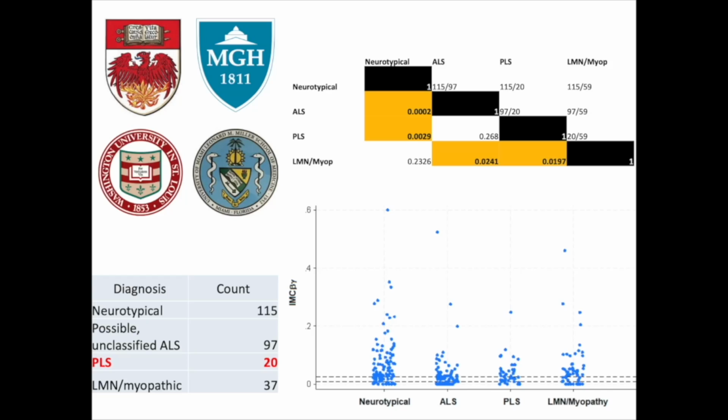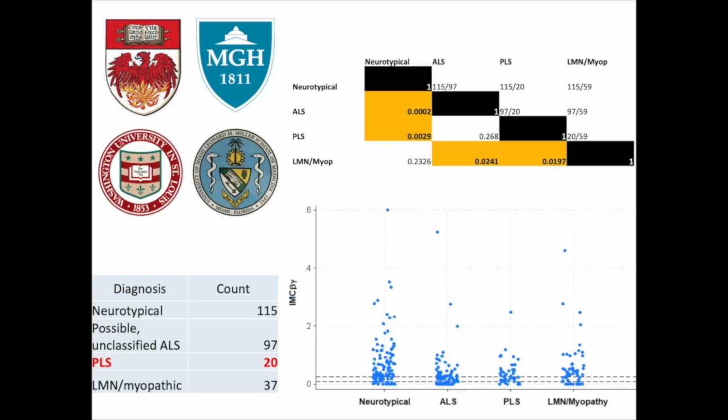Those are possible according to the Awaji criteria, or the patient, although they had a clinical diagnosis of ALS, could not be classified according to the Awaji criteria. We did not include patients with the definitive or the probable classes of the Awaji in this study. We also have included some patients with lower motor neuron disease and myopathic conditions.